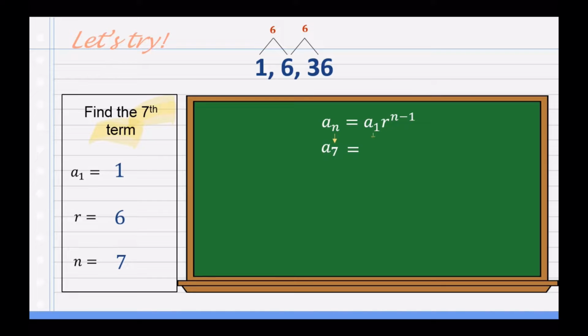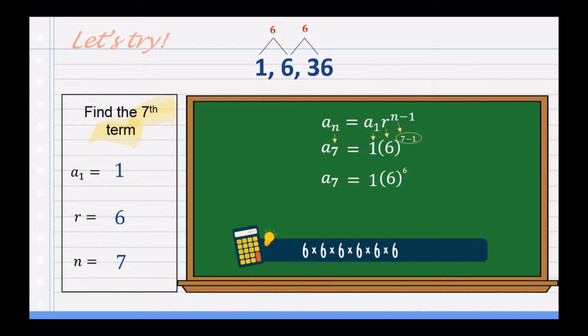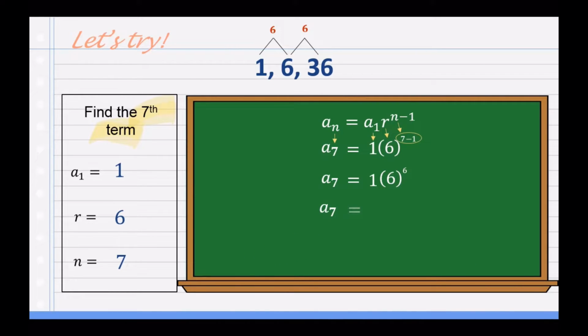Then substitute 1 to a sub 1, 6 to r, n to 7, then copy minus 1. Again, following this rule, we have to solve first the exponents. So this will now become a sub 7 is equal to 1 times 6, and this will become 6. Then we'll raise 6 to 6. So this is just simply multiplying 6 by itself 6 times. So we now have a sub 7 is equal to 1.